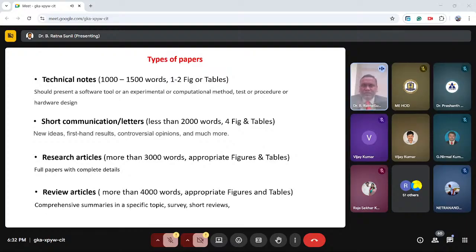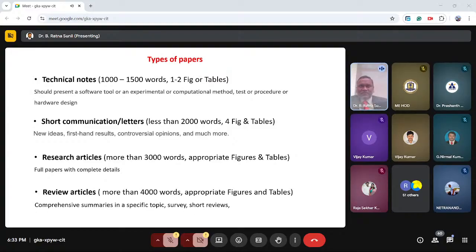So if, with 1000 to 1500 words, you are able to write an innovative work, that is what we call a technical note, with simple 1 to 2 figures or tables. When it comes to short communications or letters, these are also considered as papers. A technical note itself is also considered as a paper. And short communications carry some innovative work, new ideas, first-hand results, or some controversial opinions also.